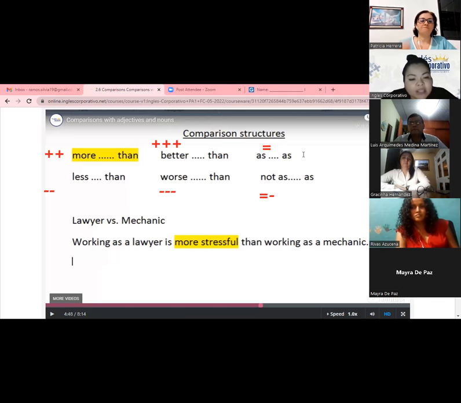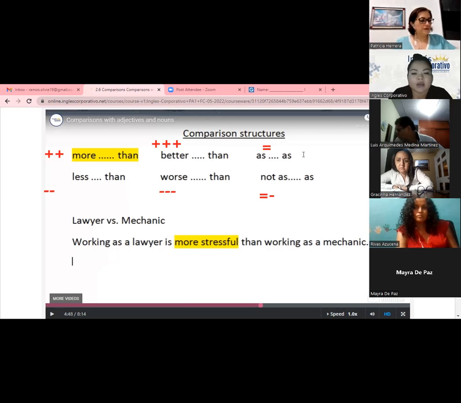So we are making our examples here, comparing, right? Remember, to compare, we need two things. We need two people, one, two. We need two situations, one, two. Two places, two animals, right? We cannot compare if there is only one thing. Is that clear?